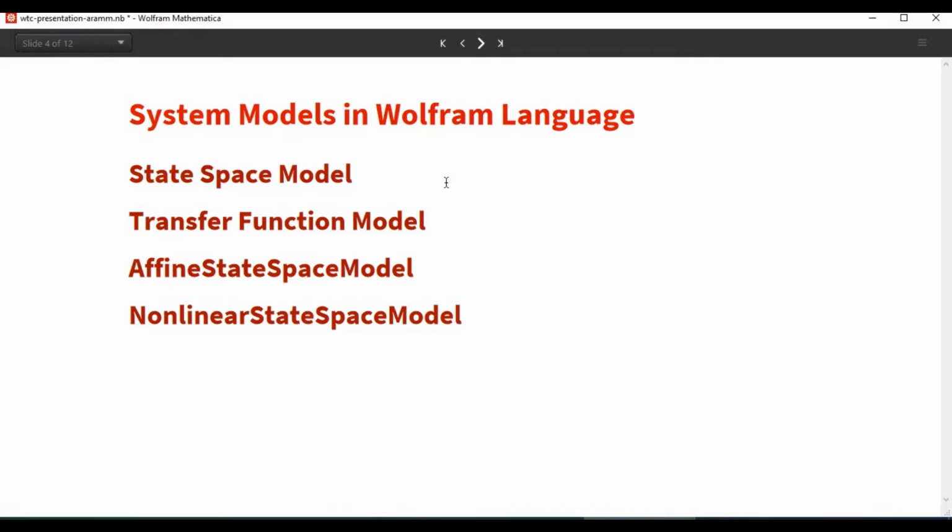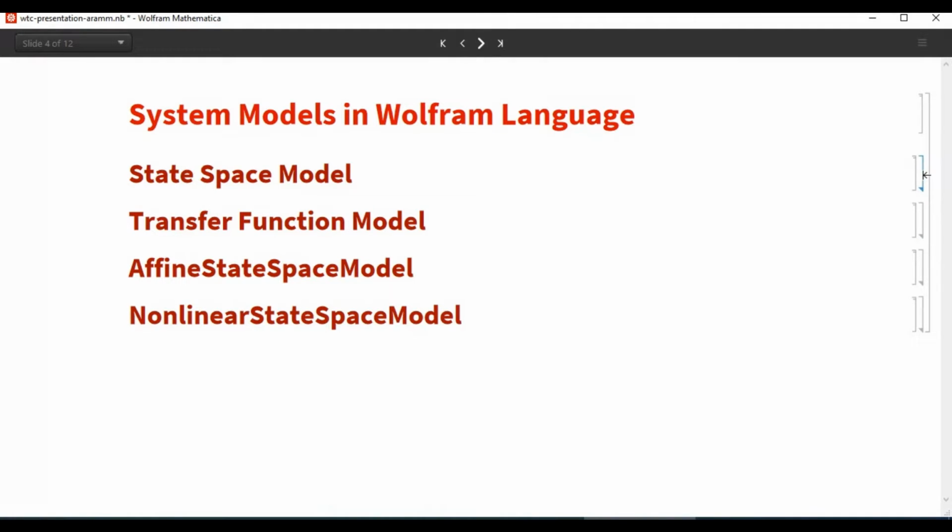We have four types of system models here: state space model, transfer function model, affine state space model, nonlinear state space model. The first two models are for linear systems, so they can be governed by linear differential equations. The last two are for nonlinear systems, so they can be governed only by nonlinear differential equations. And for the case of nonlinear systems, we can solve these differential equations only by numerical methods. So they are beyond the scope of my today's talk. That is why I will concentrate my attention only on the first two models, state space model and transfer function model.